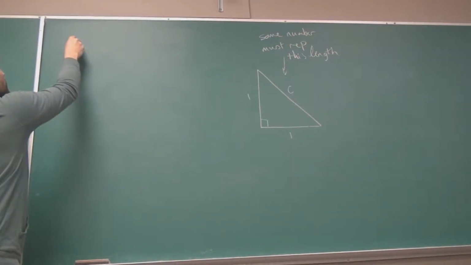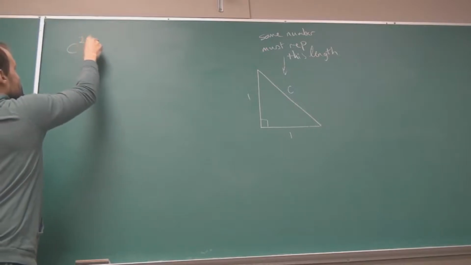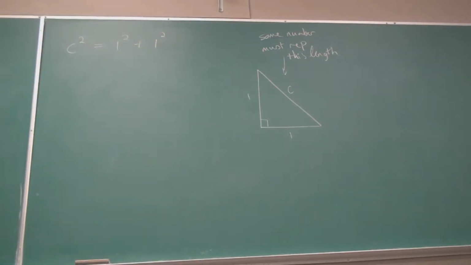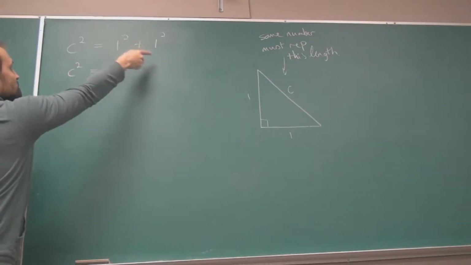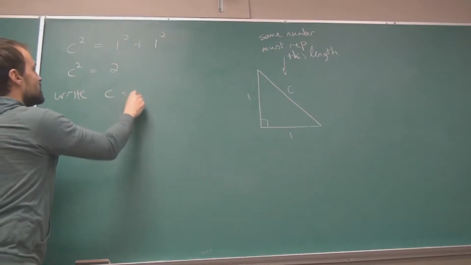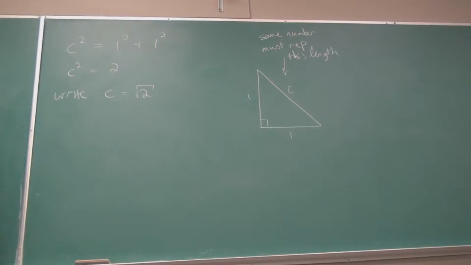So, if we use Pythagoras' theorem, we have c squared equals 1 squared plus 1 squared. So c squared equals 1 plus 1, which is 2. Now, for convenience, we have to give a name to this number, right? And we name it the square root of 2. Just for convenience, really.